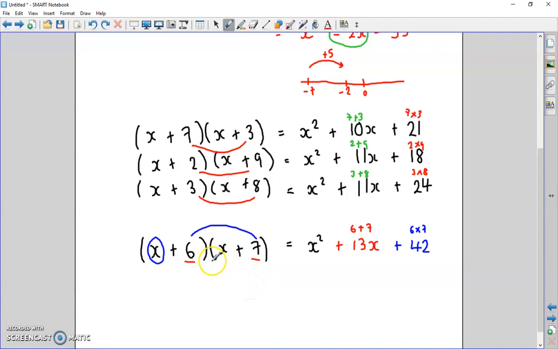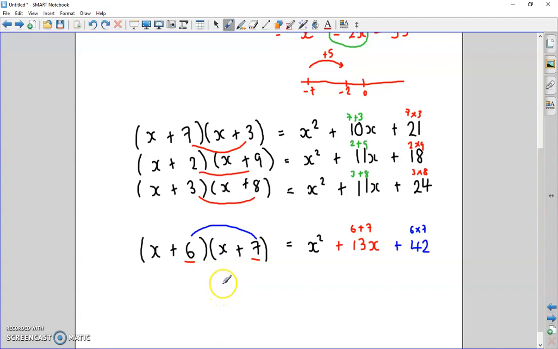Okay. Now it only works when you've got x and x. So if I had a question and there was a 2 there, I wouldn't be allowed to use this little shortcut anymore, okay? It's only for when you've got x and x in both brackets the same, because then you get x squared at the beginning. If you have got a 2 there, you'll have to use FOIL, I'm afraid, the long method, and tidy it up.